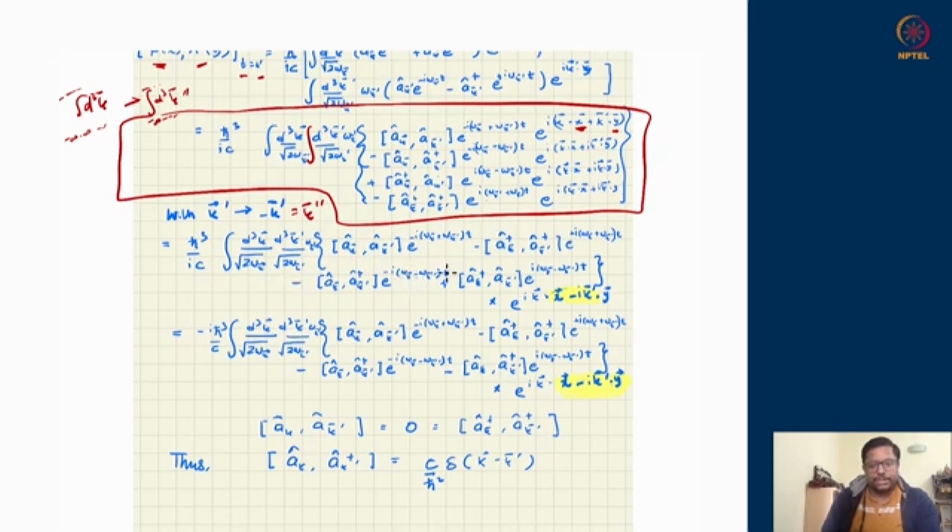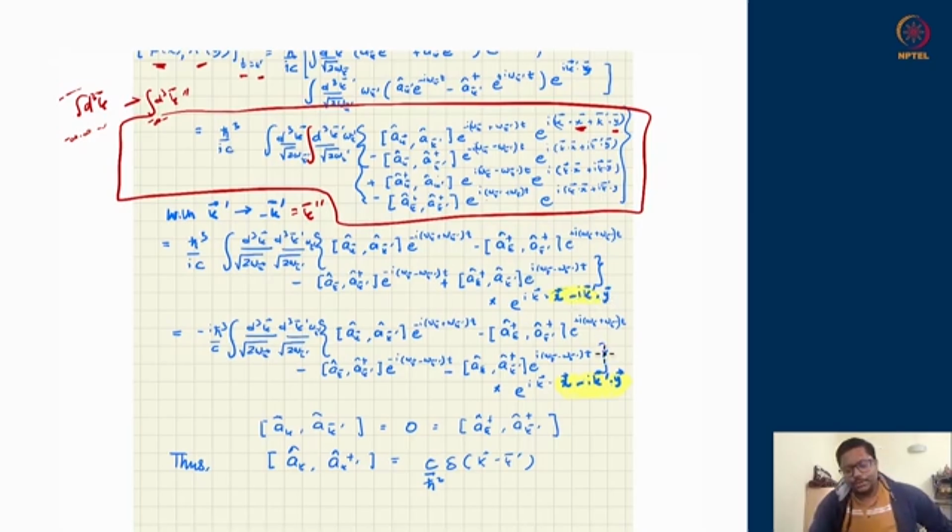So nothing will change up to the last term here. Only here k primes will become negative. All other terms will remain the same. Nothing changes under k going to minus k. So ultimately you will have the exponential e to the power i k dot x minus i k prime dot y. So for the overall factor of all the four commutators, the spatial part, previously they were all plus k dot x plus k prime dot y. Now under the redefinition of k going to minus k, it will become e to the power i k dot x minus i k prime dot y.